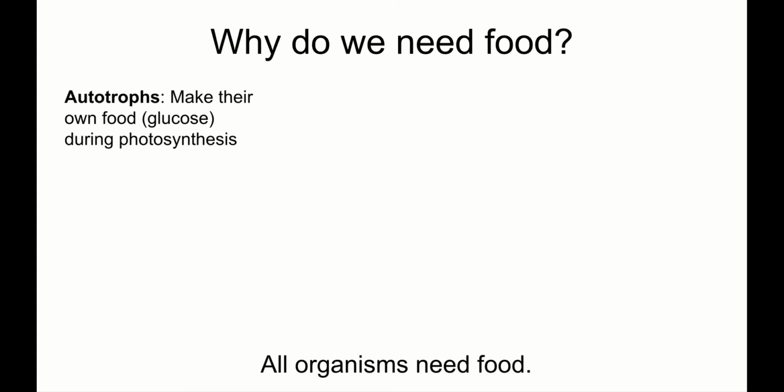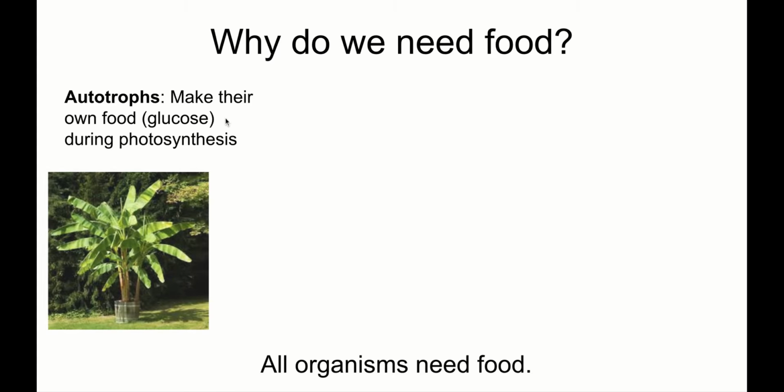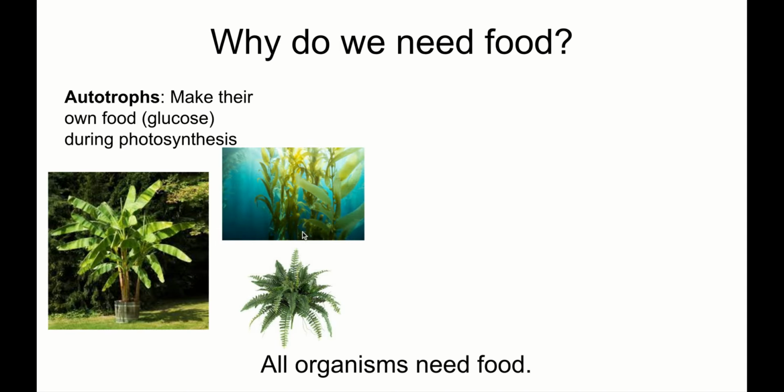Some organisms can make their own food. These are called autotrophs. And this is what you just learned about. Autotrophs, plants, make their own food during photosynthesis. Their food is glucose. So autotrophs is a category that includes plants like the banana tree, the fern, and algae like this kelp that you see growing underwater. Pretty cool. Plants can do photosynthesis underwater. They still get access to carbon dioxide, to water, and to sunlight that can filter through the water.